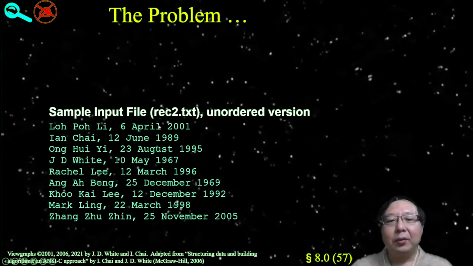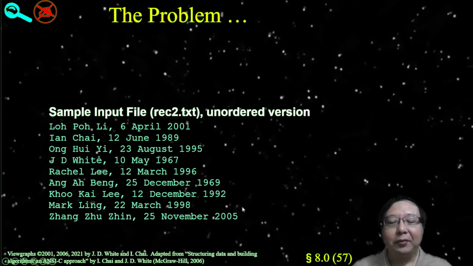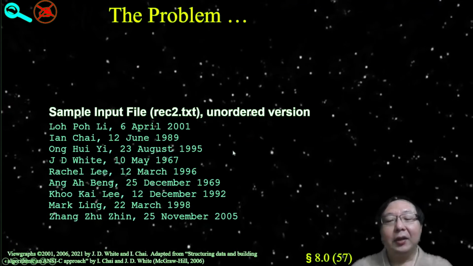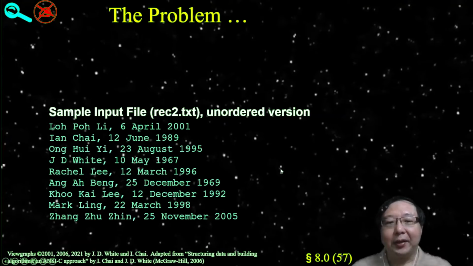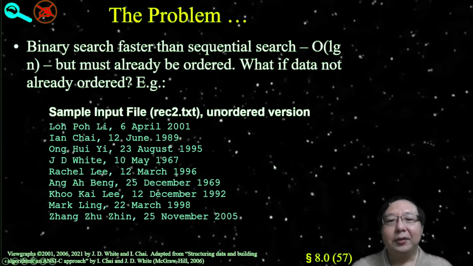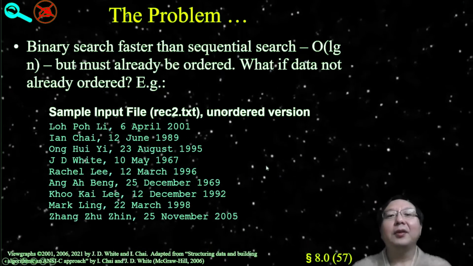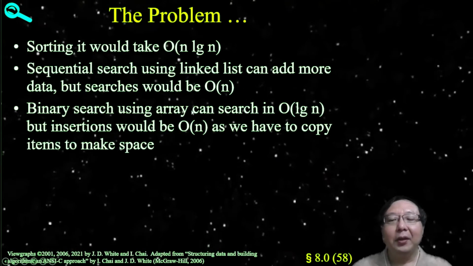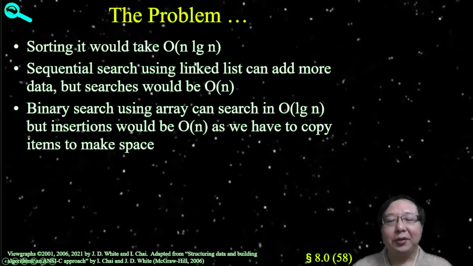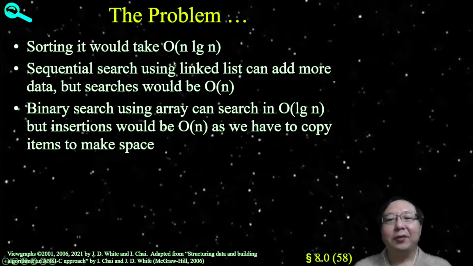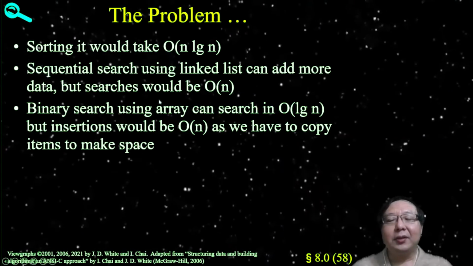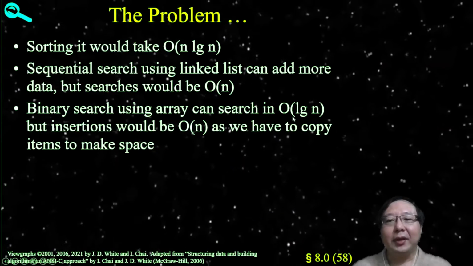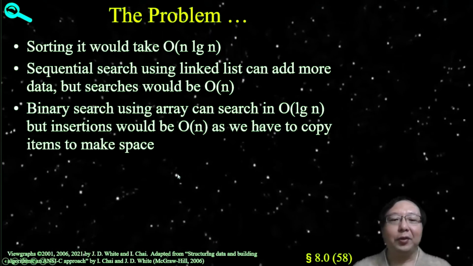Now, in the previous example for the binary search, we had the data already in alphabetical order. However, a lot of times your data doesn't come in alphabetical order, like for example like this. Binary search is much faster than sequential search only if the data is already ordered. If it's not already ordered, then you must first sort it. And as you will learn later when we get to the sorting algorithms, the faster sorts take the order of n log n. A sequential search using a linked list can add more data easily, but the search will be O of n. While binary search can do this in log n, insertions will be O of n, as we have to copy items to make space.